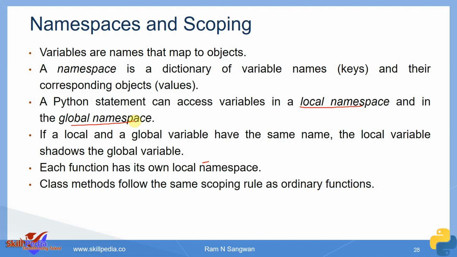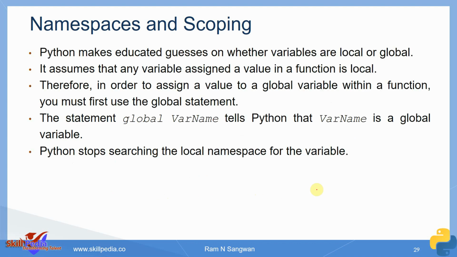You recollect the total outside the function and total inside the function. Local was printed, not the global. Each function had its own local namespace. The class methods follow the same scoping rule as ordinary functions. Python makes educated guesses on whether variables are local or global. It assumes that any variable assigned a value in a function is local. Therefore, in order to assign a value to a global variable within a function, you must first use the global statement. For example, global VarName tells Python that VarName is a global variable rather than local. Python stops searching the local namespace for the variable if you declare it this way.